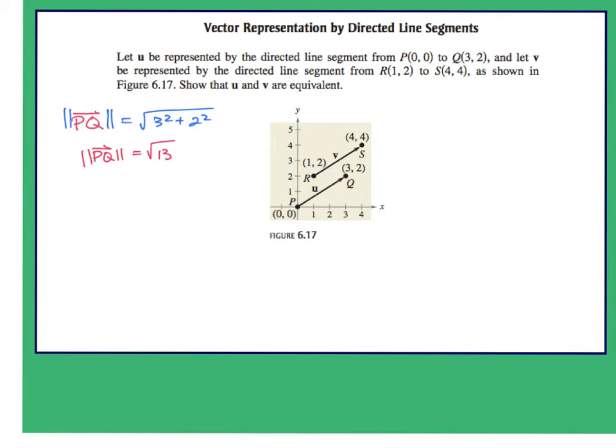So let's do the same thing for RS. Can I call it SR? No, I can't. I have to call it RS because that's the direction it's traveling. Now I'm going to find the magnitude of that as well. What's the difference of my x's? 3. So I have 3 squared plus 2 squared. What do we get? Square root of 13. So it looks like it's going in the same direction, and we also have the same magnitude. So we're going to say that those vectors are equivalent.